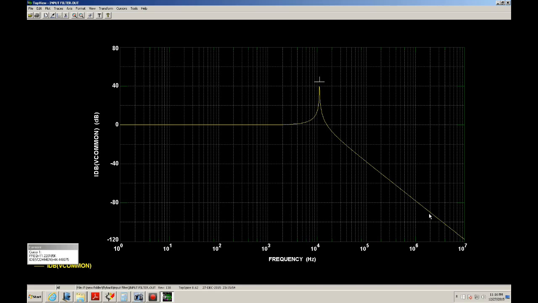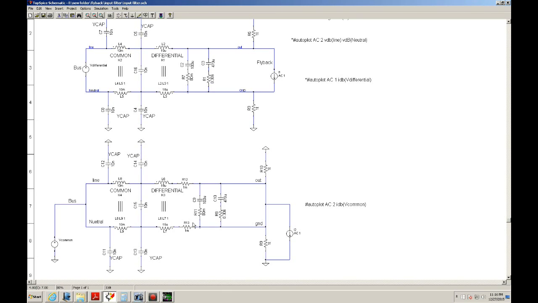So I calculated a frequency of 11.2 kilohertz. If you have a switching supply, the switching supplies that I usually design are anywhere from 100 to 200 kilohertz. So if you're switching at 100, you're going to have an attenuation of at least close to 100, or close to negative 40 dB. And you'll have this type of a response. So that's the common mode.